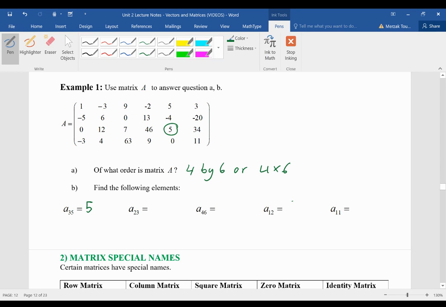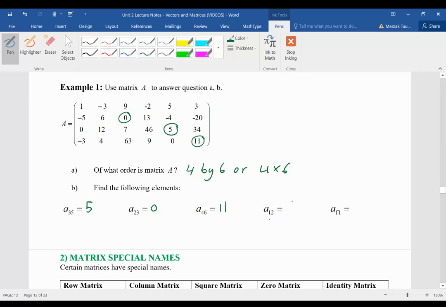All right, let's do this second one. A23. Second row, third column. Second row, 1, 2, 3. Third column, 0. A46. Fourth row, sixth column, 11.